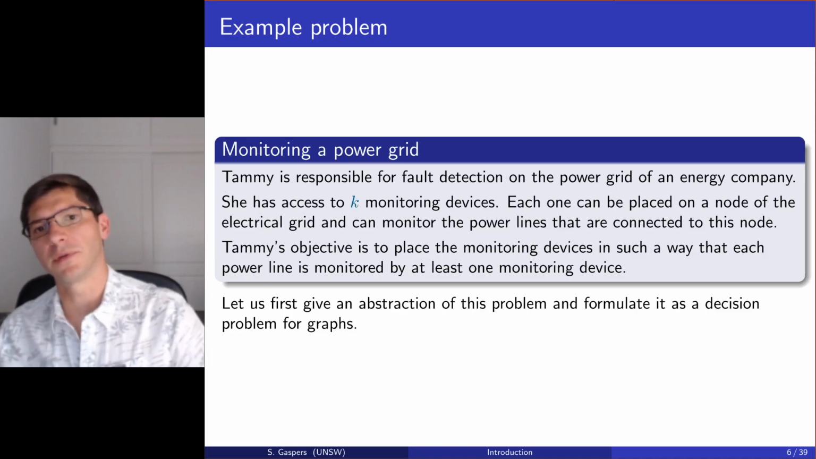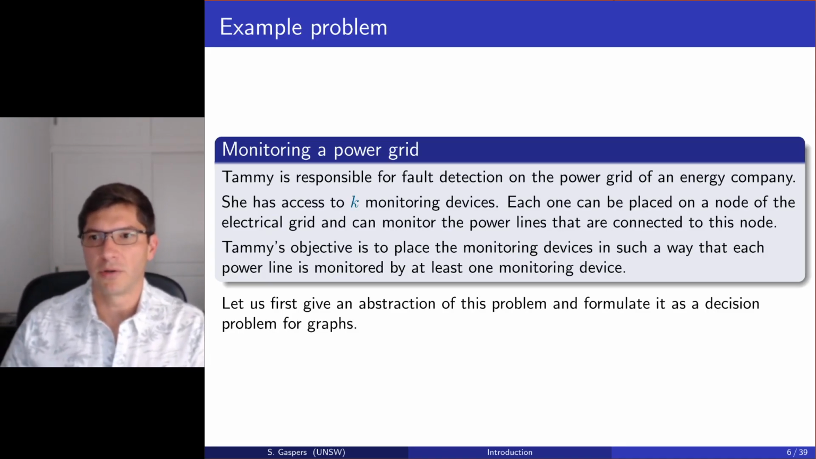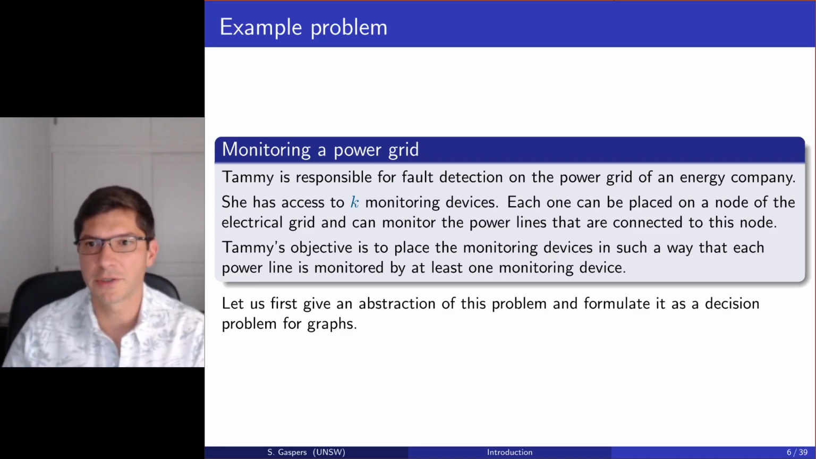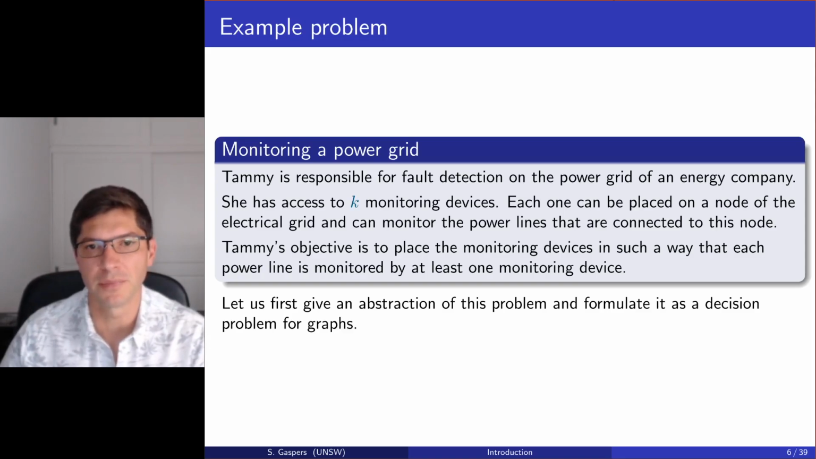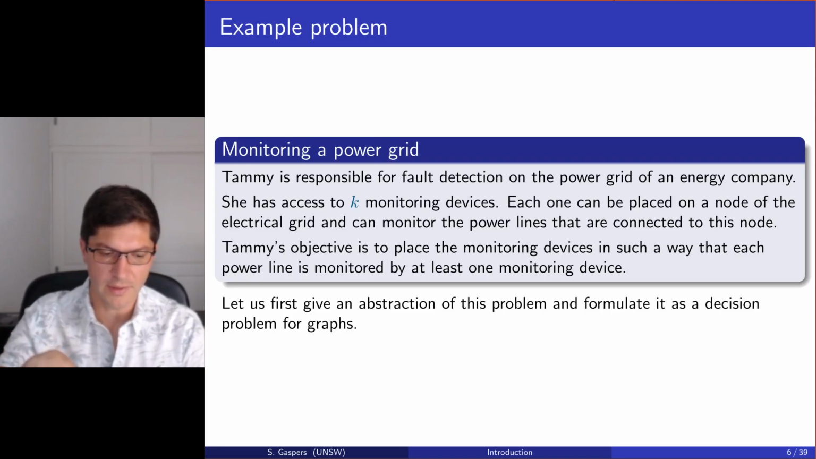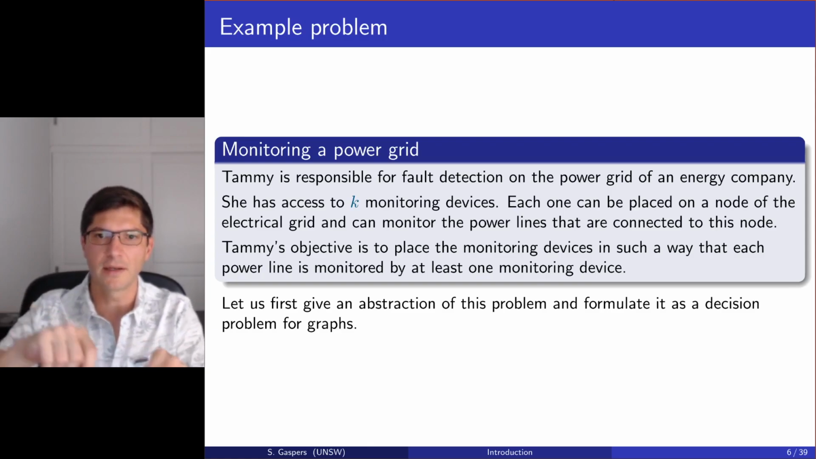Let me give you an example: the situation of a power grid manager. Tammy is responsible for fault detection on the power grid of an energy company. She has access to K monitoring devices. Each one can be placed on a node of the electrical grid and can monitor the power lines that are connected to this node. So one monitoring station is put on a node and it monitors all the edges, or lines, connected to this node.